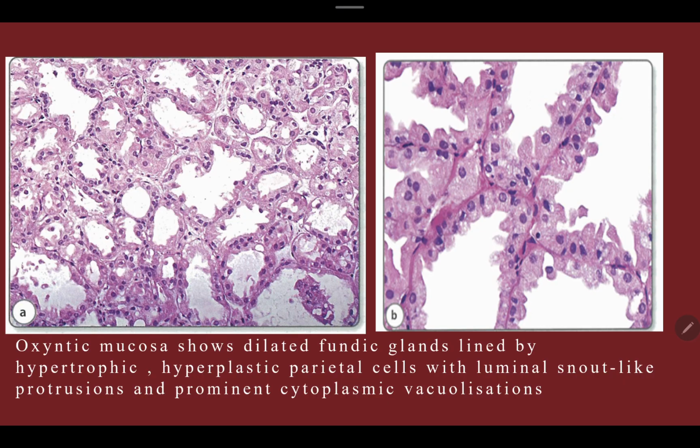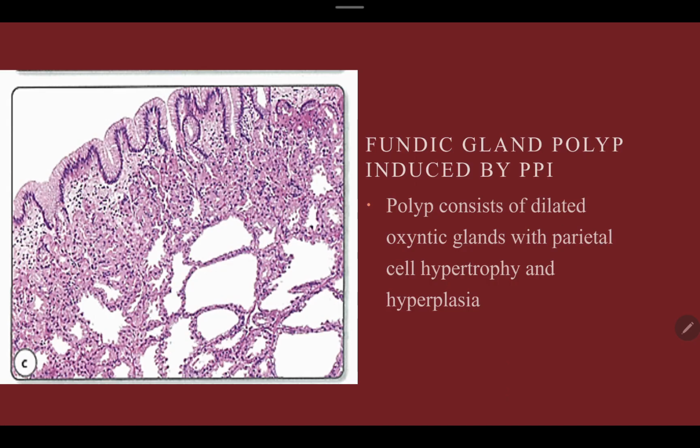So here you can see fundic gland polyps associated with proton pump inhibitors. This is the oxyntic mucosa, which shows dilated fundic glands lined by hypertrophic or hyperplastic parietal cells with apical luminal snouting and protrusions with prominent cytoplasmic vacuolizations. So this is the fundic gland polyp which is induced by proton pump inhibitors.